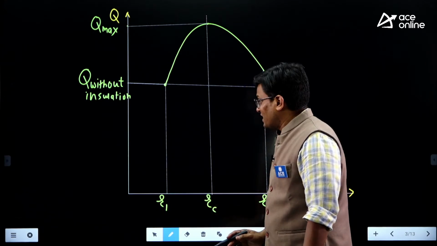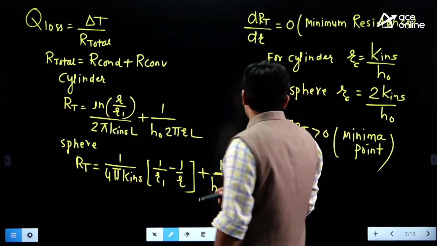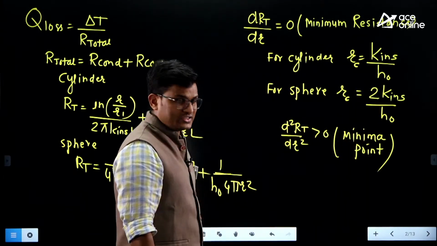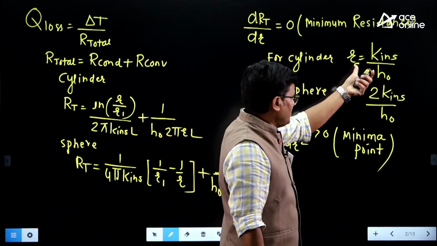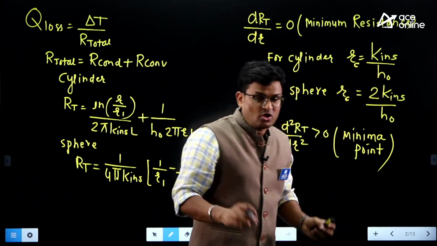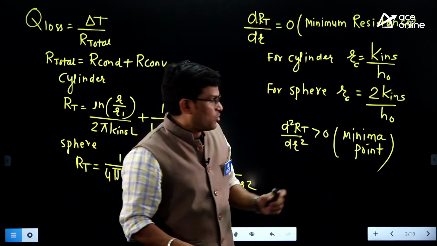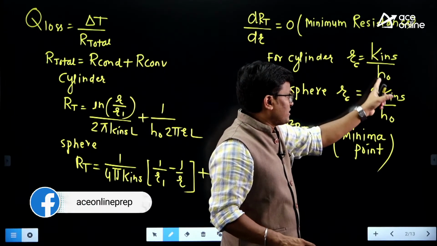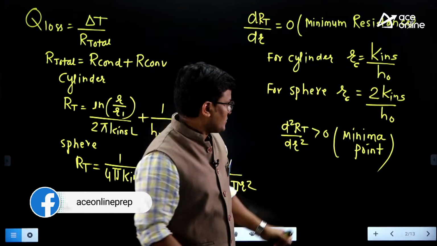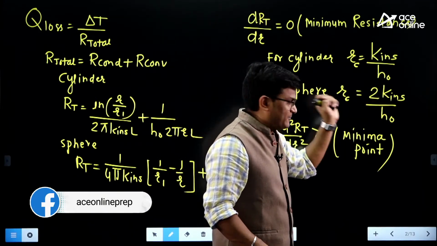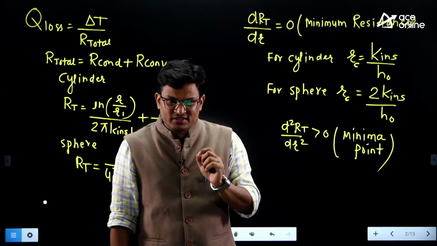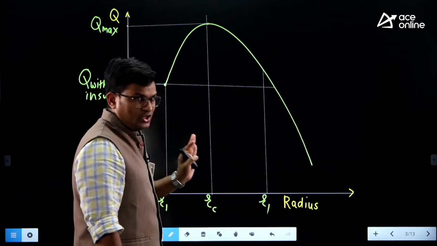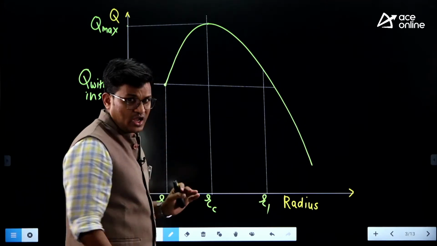So now the thing is that first you try to understand, for cylinder RC is equal to K by H. This is the formula. Once again, K insulation by H outer, not any K, not any H. Only this should be, not K of pipe, this should be only K of insulator by H of outside. And for sphere it is 2K by H. Just listen carefully, right? And this is the graph. So now you need to understand how to read the graph.